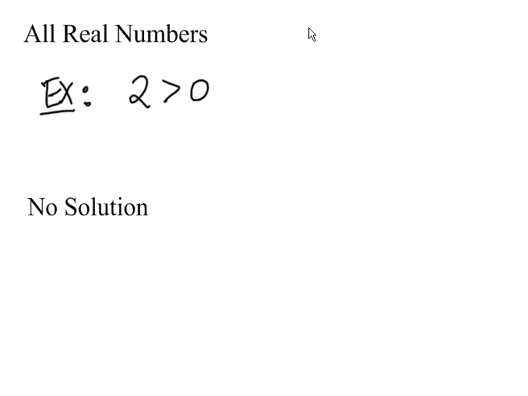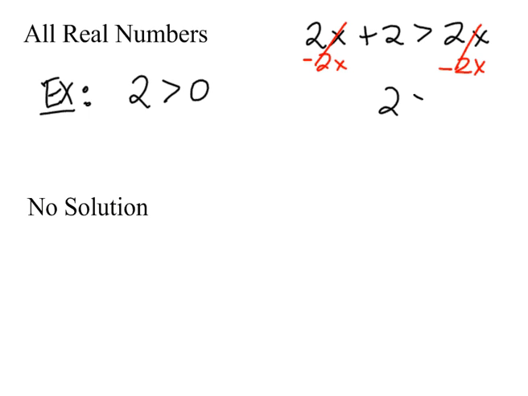So how do we get something like this when we have an inequality? Well, let's try this problem. 2x plus 2 is greater than 2x. Now, if we were to collect our variables on both sides, our variables would go away, wouldn't they? And then we would be left with 2, and 2x minus 2x is 0. And we know that this is true. Anytime the variables go away and the inequality is true, our answer at that point is going to be all real numbers.